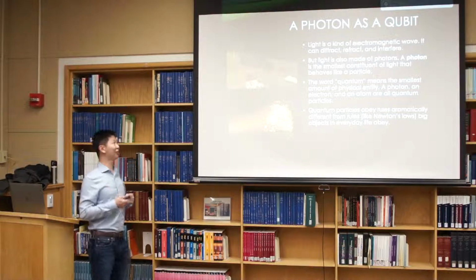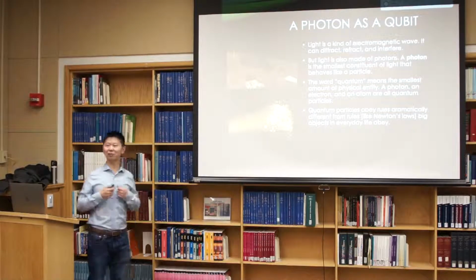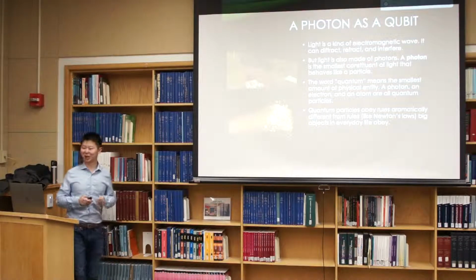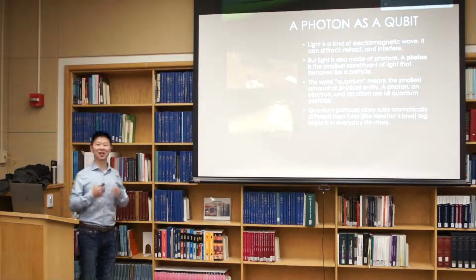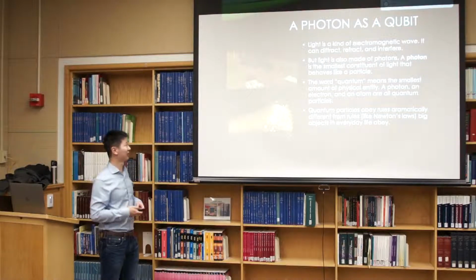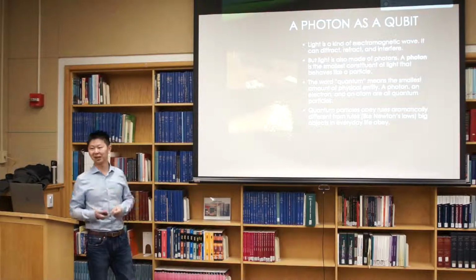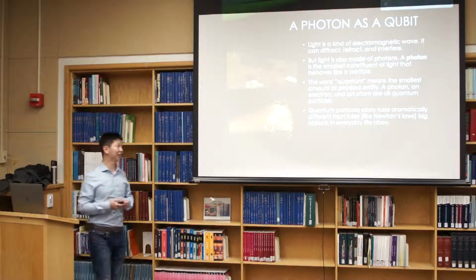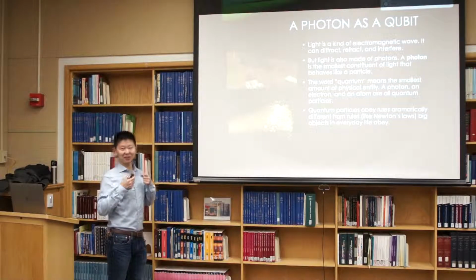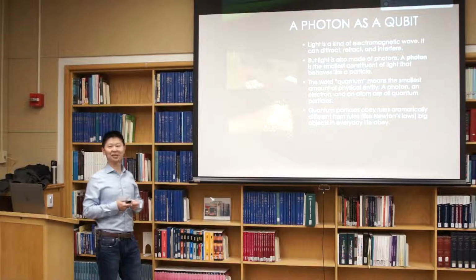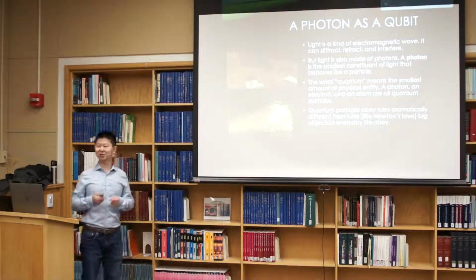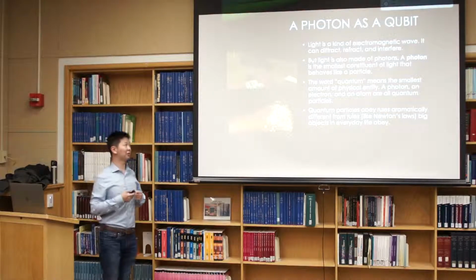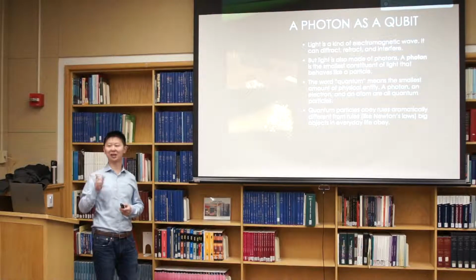So what is a photon? First, I think everyone knows what light is. Light is some kind of electromagnetic wave. And light can diffract, it can refract, it can also interfere. This is what we see in everyday life. And for some reason, light is also made of photons. So photons are actually the smallest constituent of light. So it behaves like a particle.